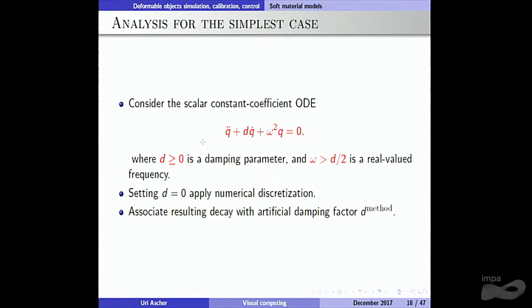And now, next we are going to set d equals 0. And if the method introduces damping, then we are going to try to relate what the method does to a solution of this equation in terms of damping. And so that's going to give us the damping of the method, d method.